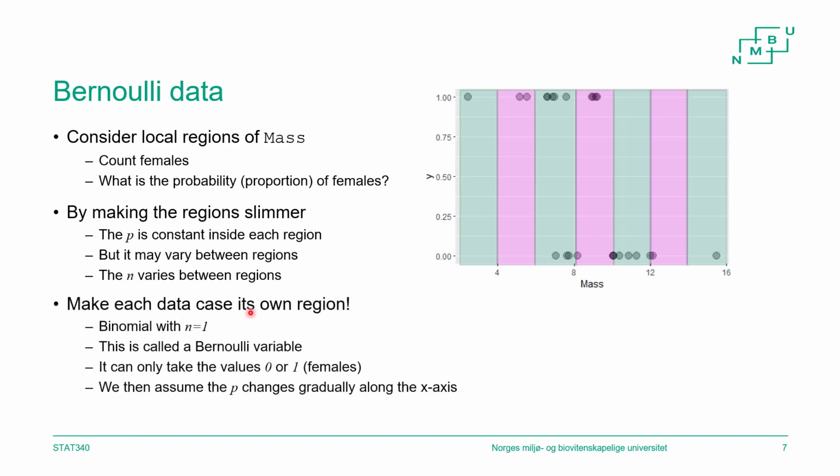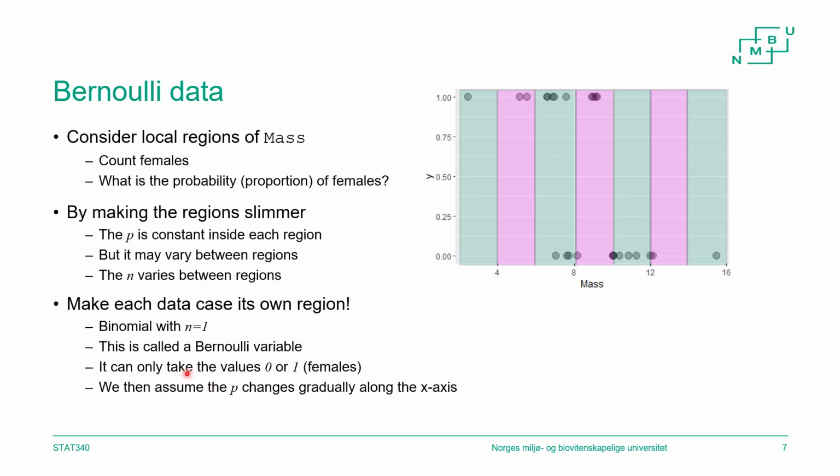What if we now make the region so slim that each single data case is its own region? That's exactly the reasoning here. Make it binomial with n equals 1. So make the regions more and more of them, thinner and thinner, until they are infinitely thin. And a binomial variable with n equal to 1 is called a Bernoulli variable. It's just a different name for the same thing.